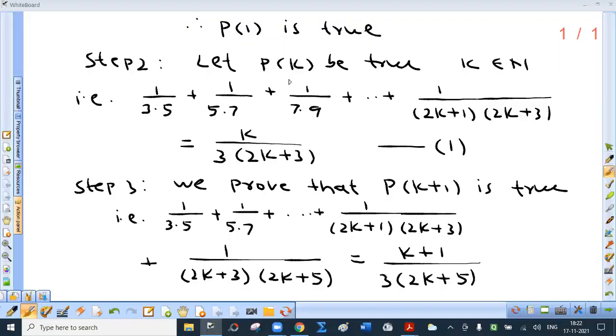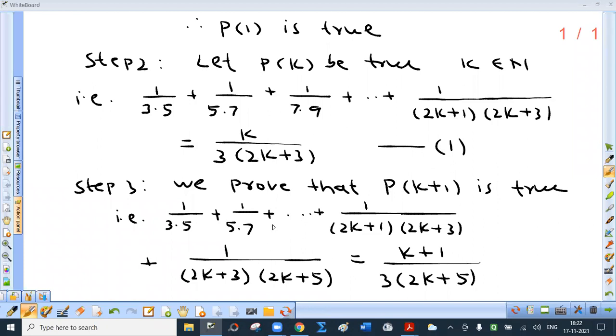Now in the second step, we assume that result is true for some k, which is again a natural number, that is P of k is true. Means what? 1 upon 3 into 5 plus 1 upon 5 into 7 plus 1 upon 7 into 9 up to 1 upon 2k plus 1 into 2k plus 3 is k upon 3 into 2k plus 3. This is number 1 because we have to make use of this.